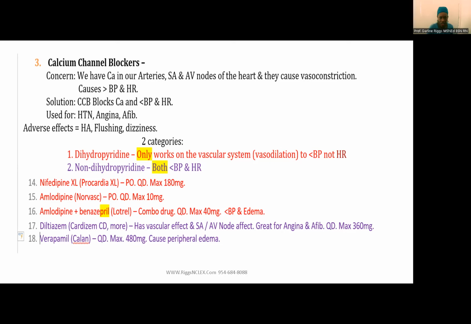Your calcium channel blockers are going to lower the blood pressure by blocking calcium, which is in the arteries and the SA and AV nodes in the heart, and which causes vasoconstriction. So they're going to block that to cause the vasodilation. Expect the headache, the flushing, the dizziness. So safety is a factor with all these drugs, okay? And the pines only work in lowering the blood pressure. They don't affect the heart rate. Okay, but diltiazem and verapamil, both.